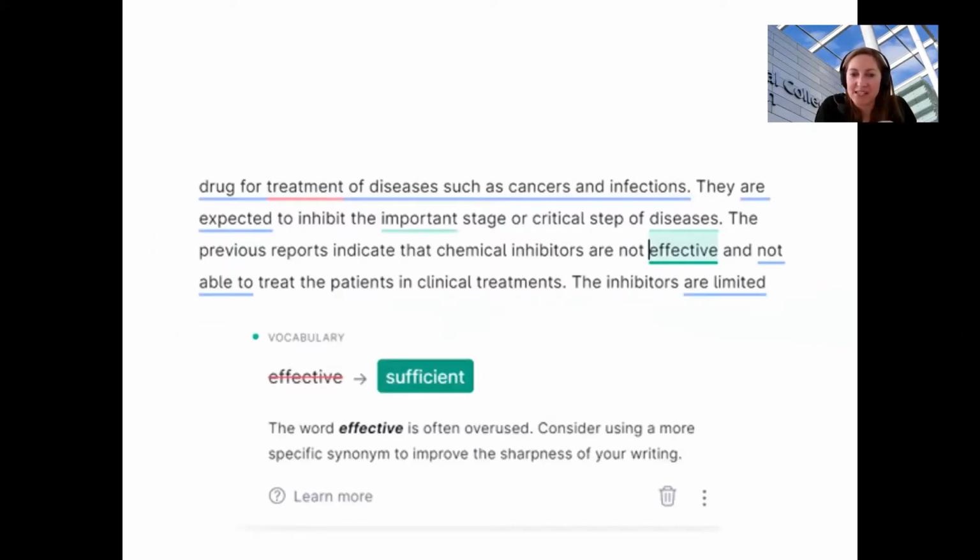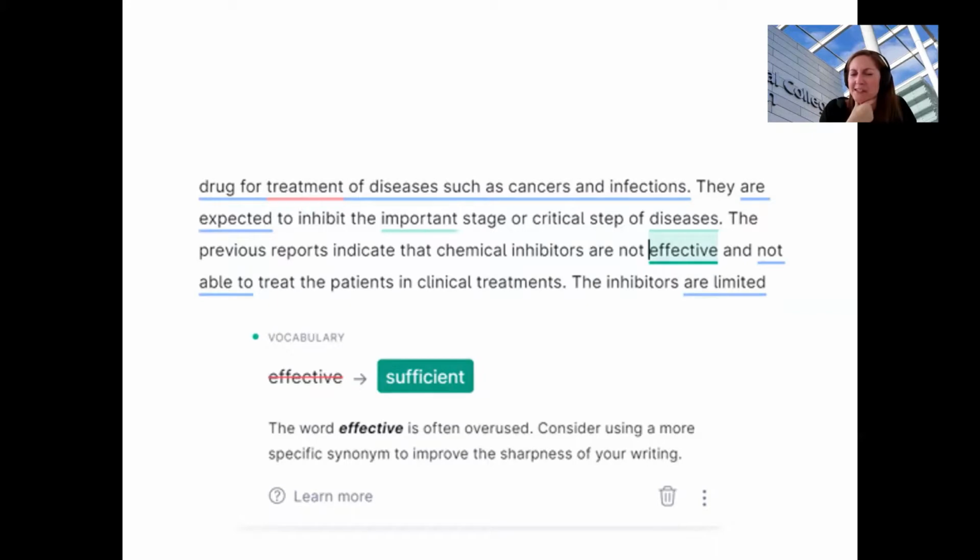So here is a sentence, and Grammarly has picked up on the word effective and has said that it is overused and has suggested sufficient as a substitution. Obviously, this is quite worrying because effective and sufficient do not mean the same thing. And if the student accepted this suggestion, they would change the meaning of their sentence. If something is effective, it means it works. If something is sufficient, it means it's enough. And so the sentence has completely changed if the student accepts this change.